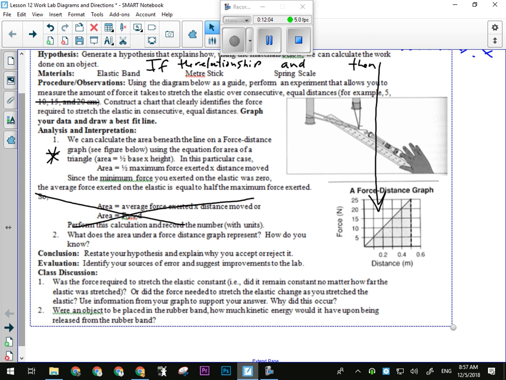All right, so I will grab the meter sticks. Spring scales and rubber bands are over on the table. I'll put the meter sticks over there as well. Grab what you need and you'll be all set.